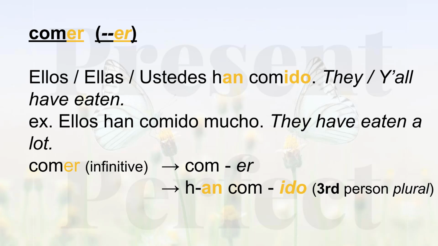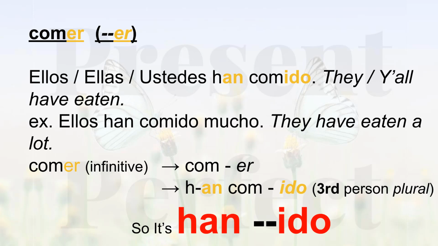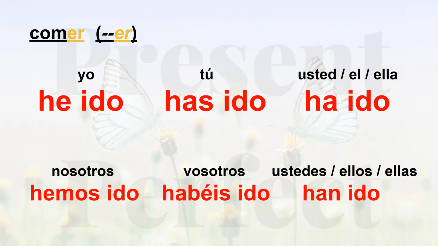Ellos, ellas, ustedes han comido. They, you all have eaten. For example, ellos han comido mucho. They have eaten a lot. The third person plural for haber comido, present perfect tense, is han comido. So it's han ido. And whenever you recognize han ido, it is most likely present perfect tense for either ER verb or IR verb. Let's review.